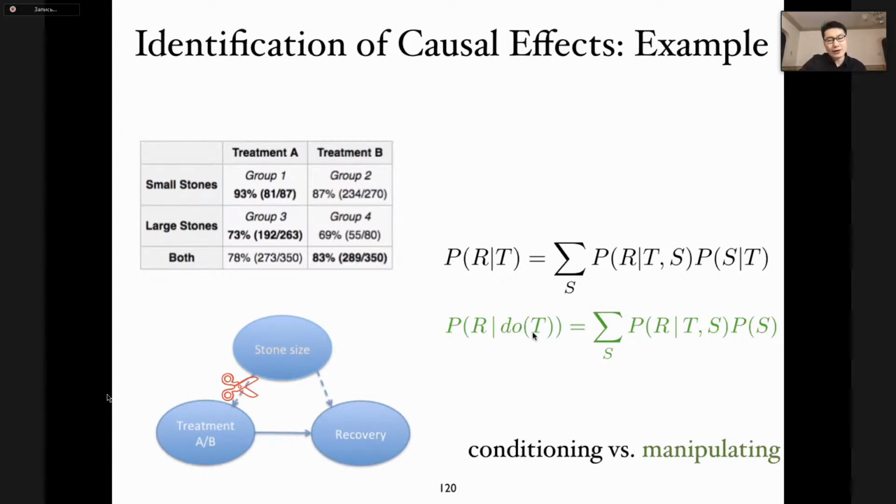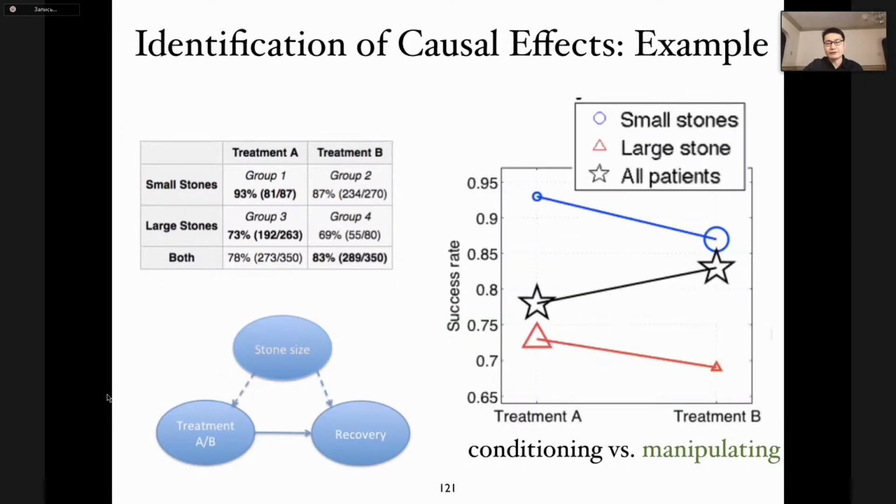Now let me try to give a graphical illustration of the difference. Right here, I have patients with small stones. Those patients receive treatment A, those receive treatment B, and the y-axis is the recovery success rate. The size of the circle indicates how many people with that stone size receive different treatments. So a small number of them receive A, and a large number of them receive B. The same thing happened to patients with large stones. A lot of them receive A, and only a small number receive B.